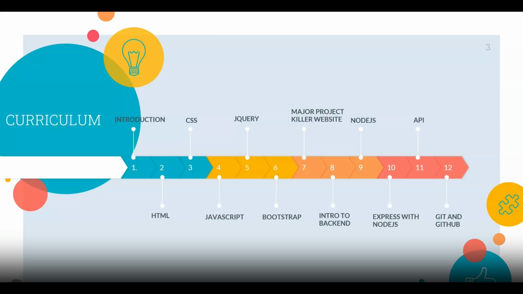So first of all, we will start with an introduction section where we will see basics of internet and what the term web development actually means. After that, we have HTML section. So HTML signifies the structure of a web page. Next one is CSS. So inside this CSS section, we will see how we can make our web pages more beautiful and attractive.